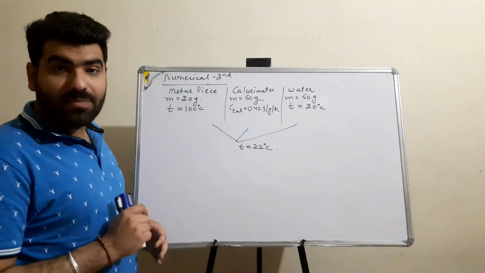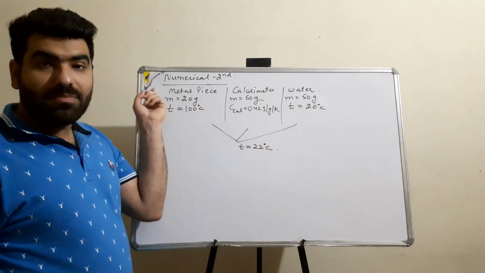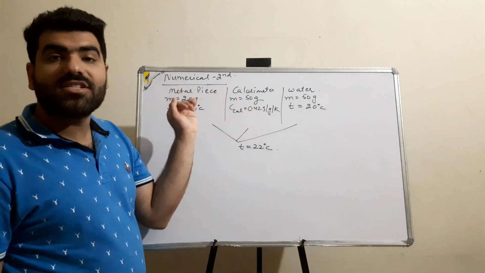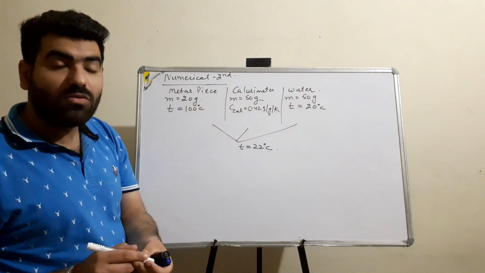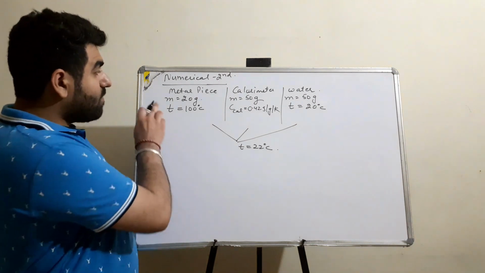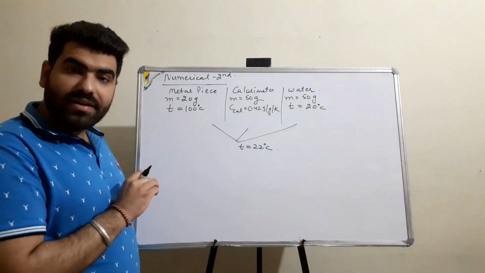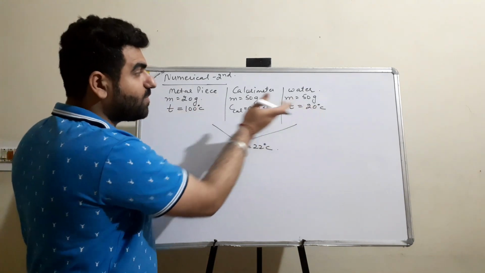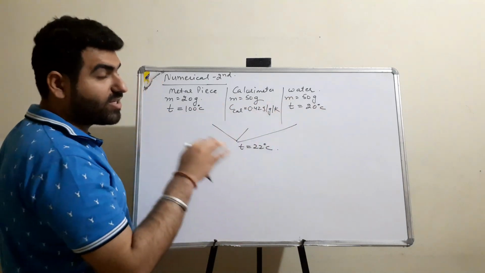Alright, so from the statement it is clear that they have given us three things. One is the metal piece which is at elevated temperature. Then they have given us specifications about the calorimeter, and then specifications about water. The mass of the metal piece is 20 grams, which is heated to a temperature of 100 degrees Celsius. Then it is dipped in the water present in this calorimeter at a temperature of 20 degrees Celsius.